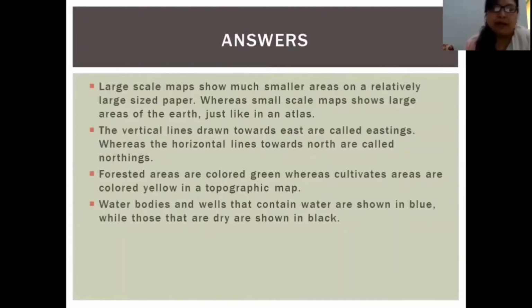Next question is, water bodies colored blue and water bodies colored black on a topographic map. So water bodies and wells that contain water are shown with the blue color, and those that are dry are shown in black color. So these are your distinguish between.